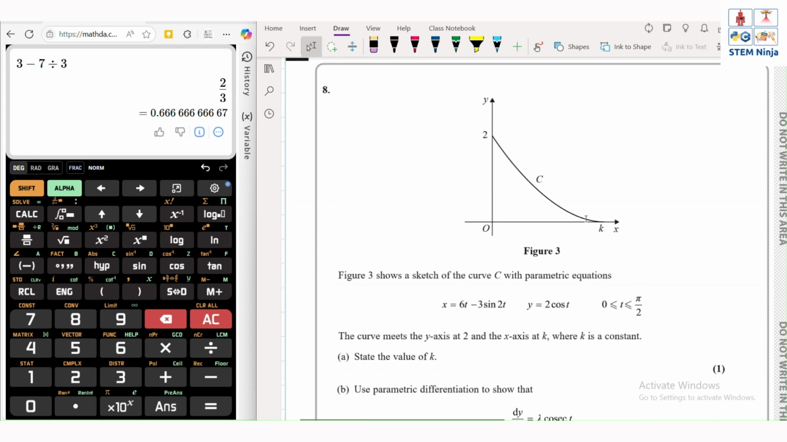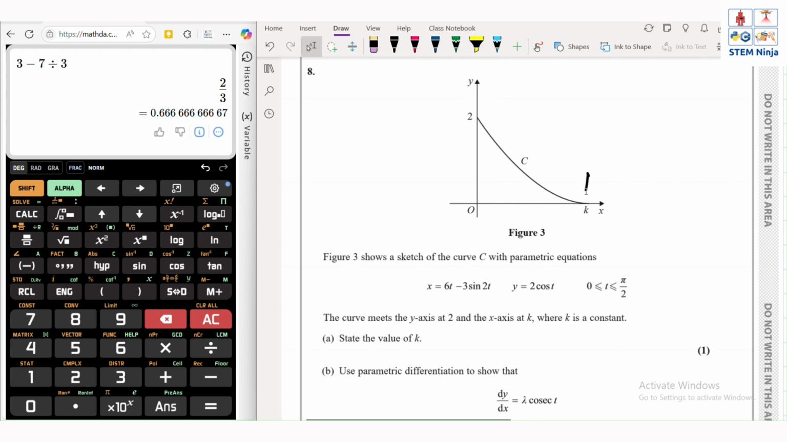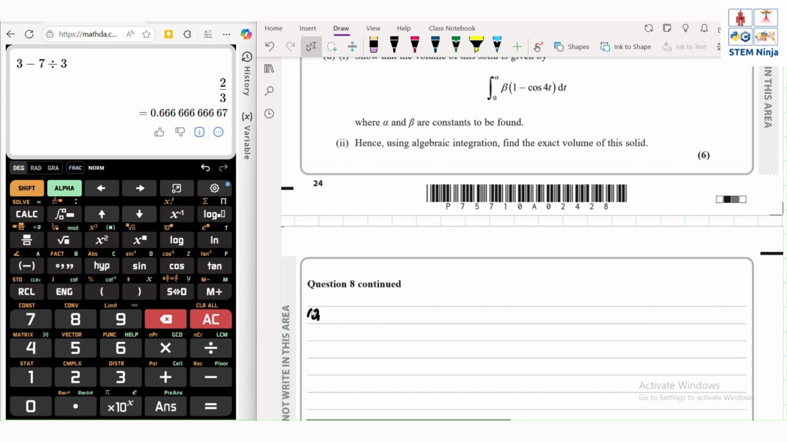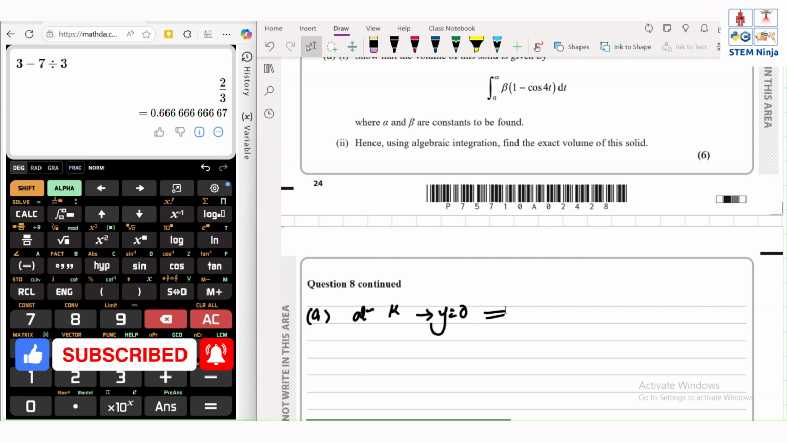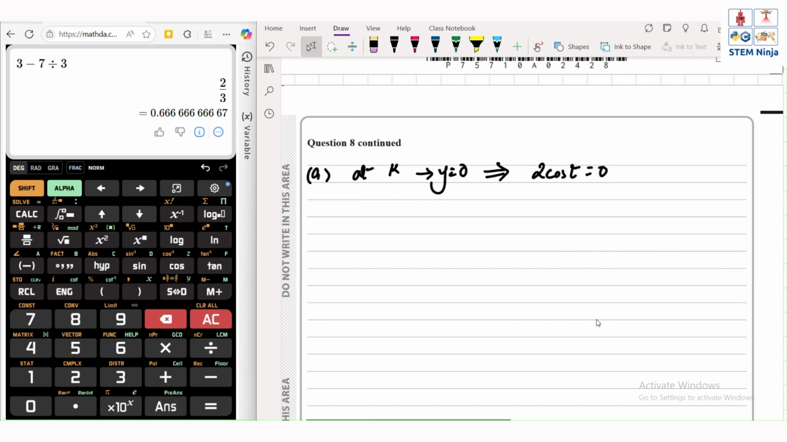All right, moving on. Figure 3 shows a sketch of the curve with parametric equation. The curve meets the y-axis at 2 and the x-axis at k, where k is a constant. State the value of k. So this is the point where y is equal to 0. So 2 cos t. So at k, y is equal to 0. So therefore, 2 cos t is equal to 0. Okay, so this would mean that cos t is 0 also.